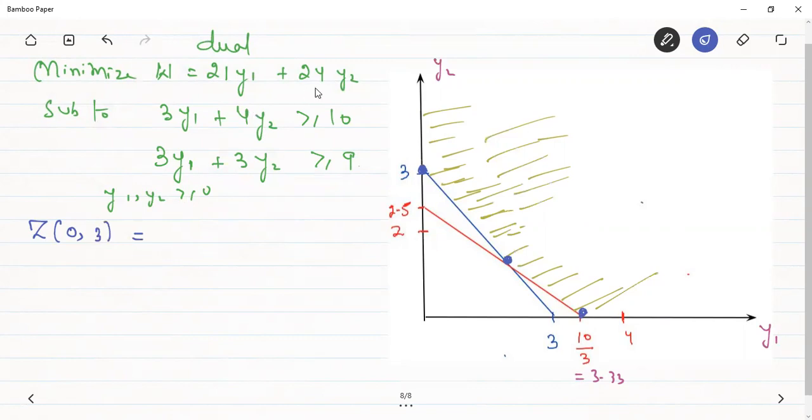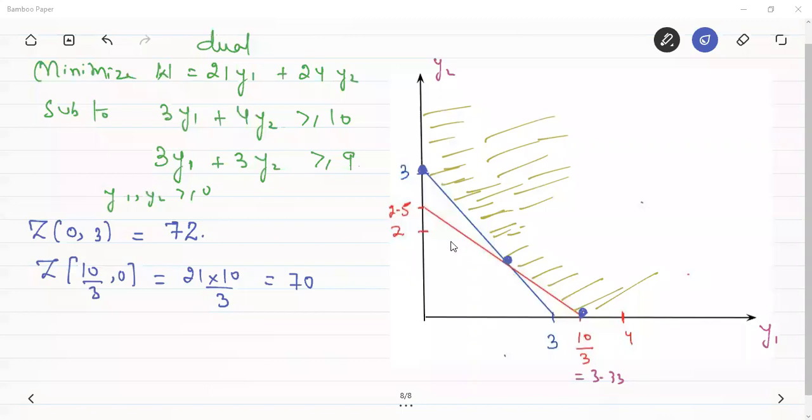So the value of z at (0, 3) will be 24 into 3, which is equal to 72. Another corner point is (10/3, 0). Z at (10/3, 0) will be 21 into 10/3, which will be equal to 70. Okay, so this will be equal to 70.